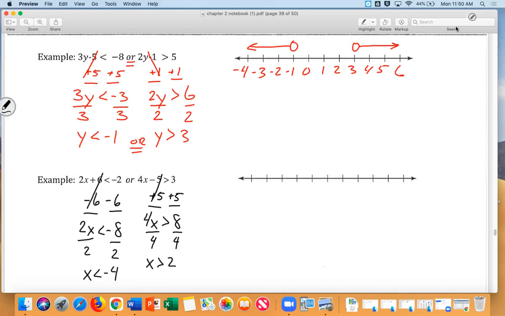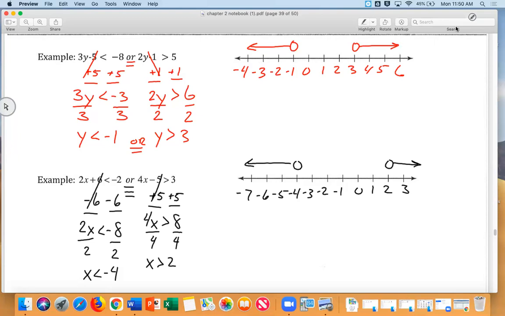So I go ahead, make my number line, -7, -6, -5, -4, -3, -2, -1, 0, 1, 2, 3. Doesn't matter what numbers you pick, just picking random numbers. So we have -4, it's going to be an open circle. At 2, it's going to be an open circle, and it's an or inequality, so we shade away from each other. Any questions?